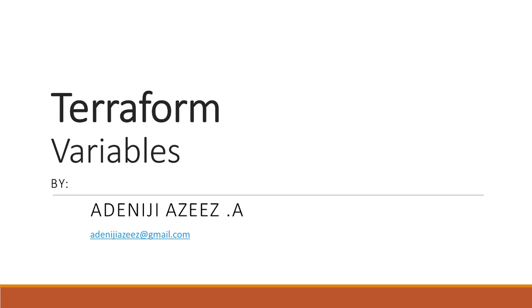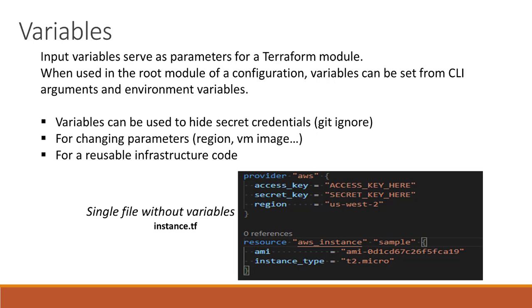So there are so many advantages of using variables while you work. One of those things is that you'll be able to reuse your code. But in the video, I'm going to explain more about that. Input variables serve as parameters for a Terraform module. Variables are very, very important while you are doing your infrastructure as code. There are some items you don't want to put in the public space for security reasons. So items like your secret credentials, you need to put parameters in place so that those things will not be shared in your public or private repo for no reason.